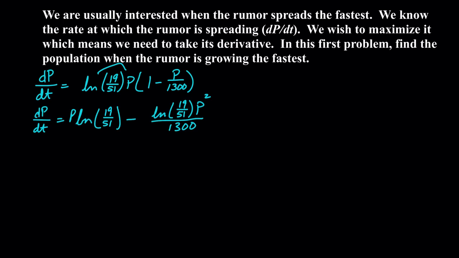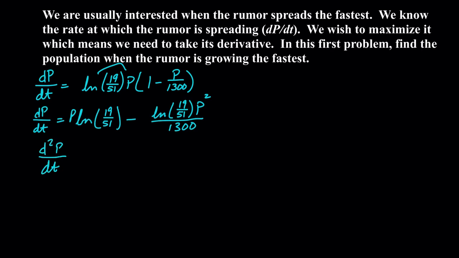So we're going to maximize this, which means we need to take its derivative, because you find a relative maximum by finding out when the derivative changes from positive to negative. So what we need to do then is find the derivative of this, which will be our second derivative.